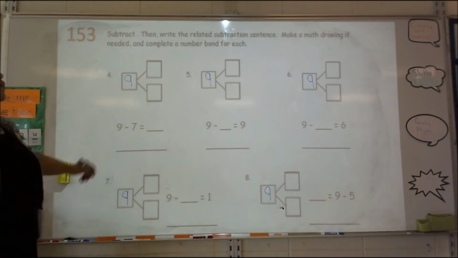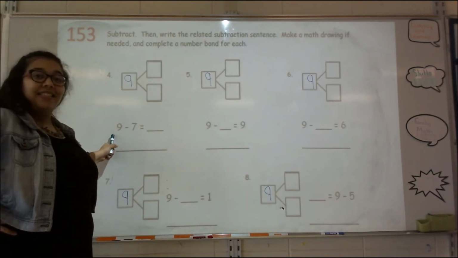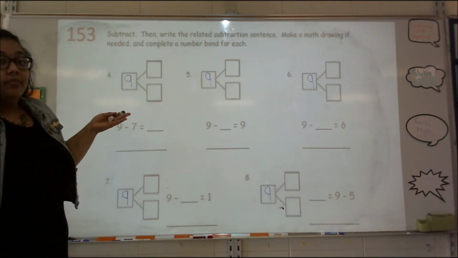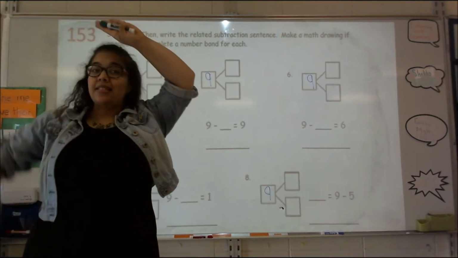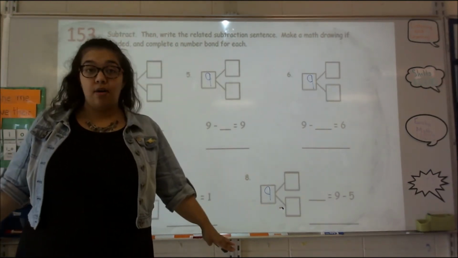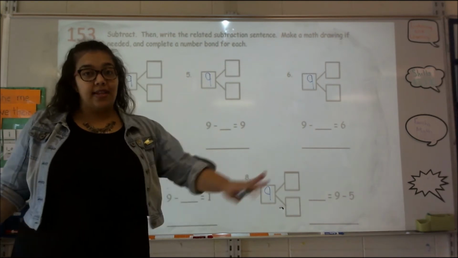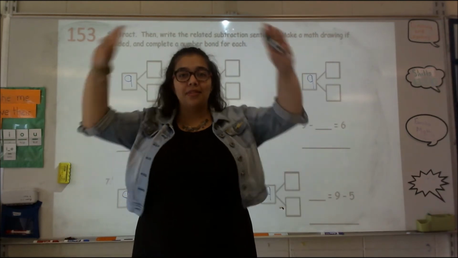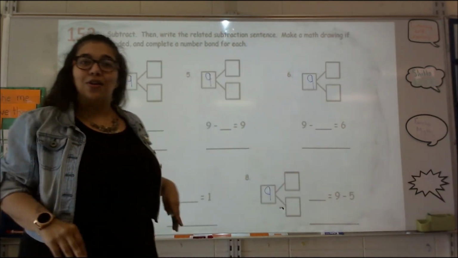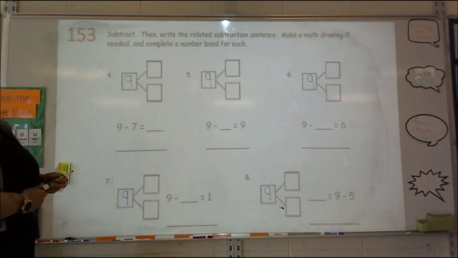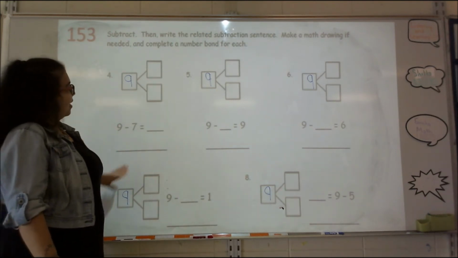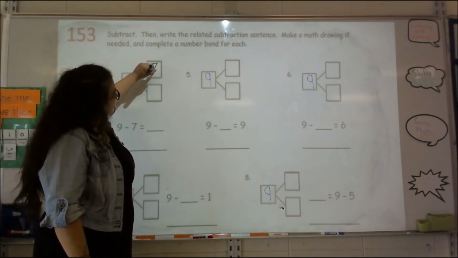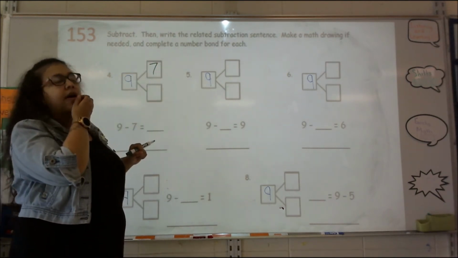Let's look at question number 4. We have been given, read it as it says, 9 minus 7 is equal to the missing part. Whatever this is, when we put this together with 7, it will make 9. Okay, that's fine. So, we know our whole. Let's fill in with the part we know. And let's figure out how to get to the next part.